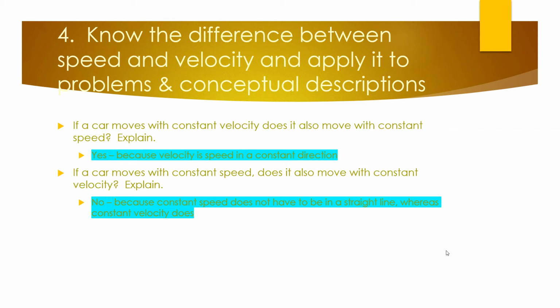2, if a car moves with a constant speed, does it also move with a constant velocity? Explain. No, because constant speed does not have to be in a straight line, whereas constant velocity does.